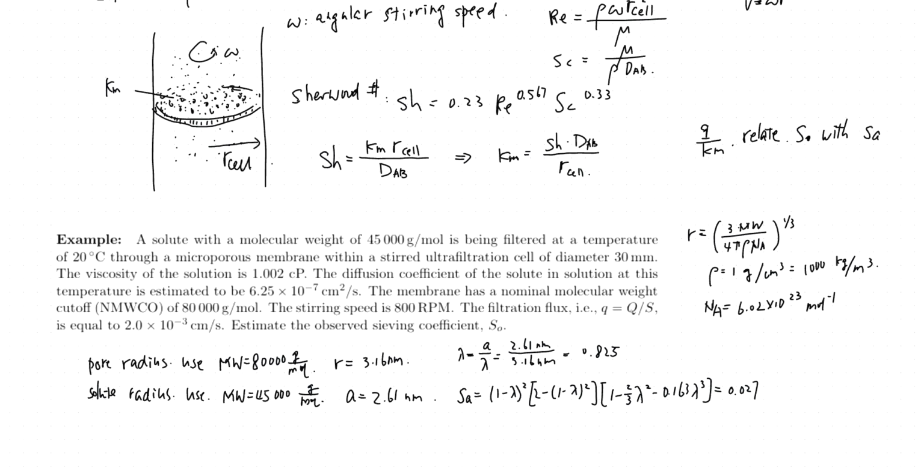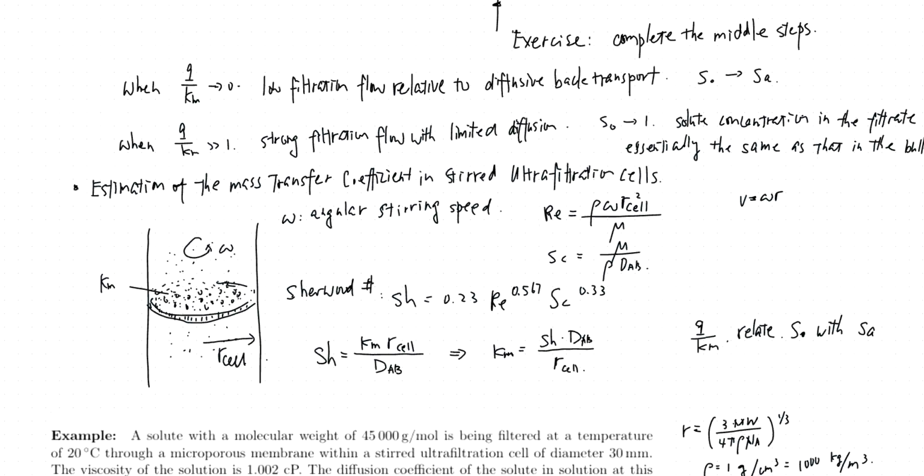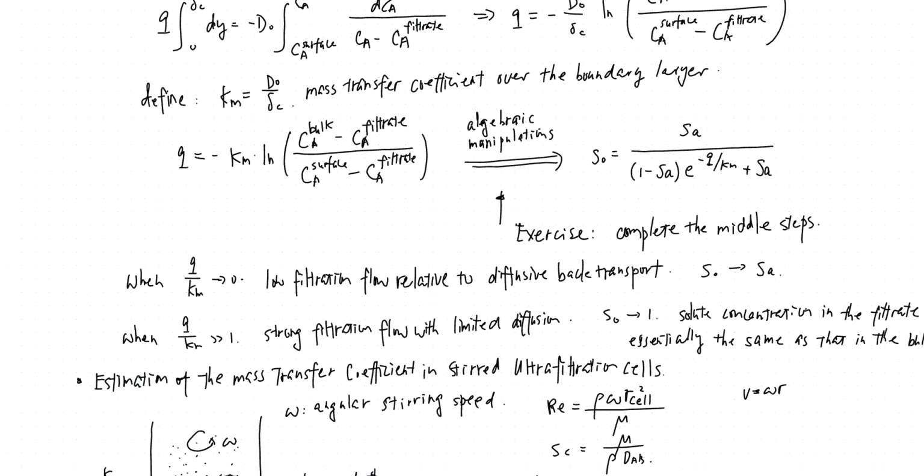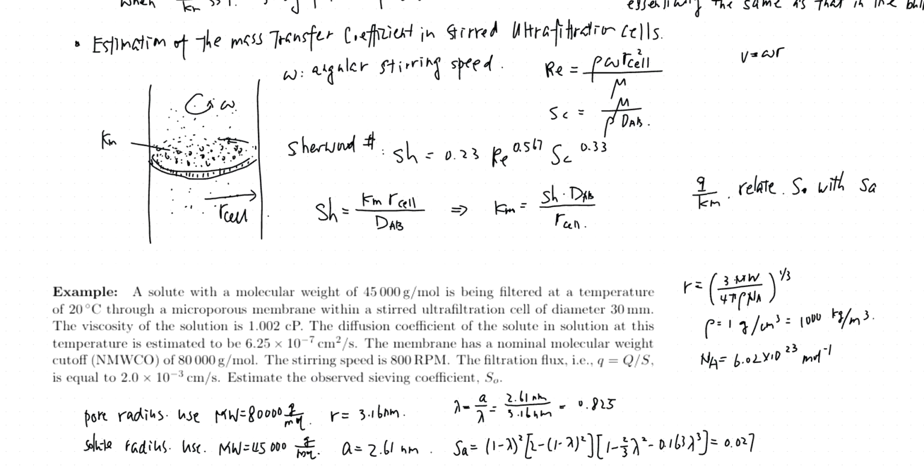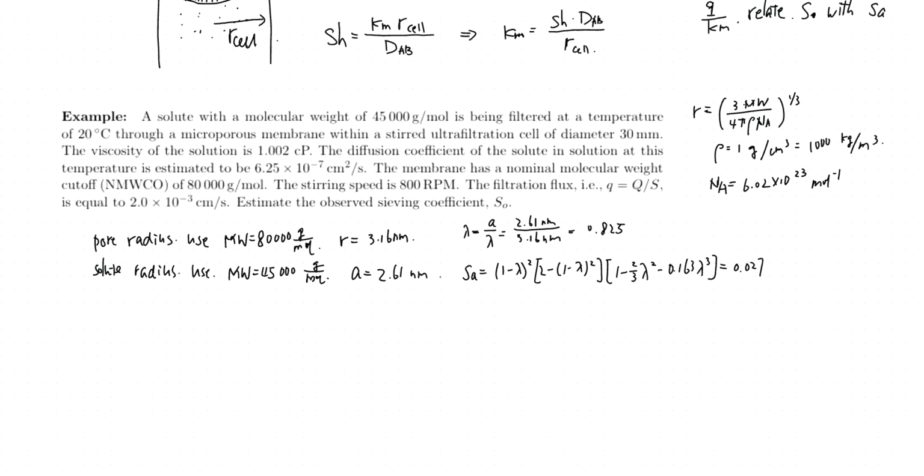Okay. Now, in order to get the observed sieving coefficient, we need to use this equation. In order to use this equation, we need to know Q. We are given Q, but we need to know Km. We don't know Km, but we can figure out the Km by using the Sherwood number. So that's where it comes in. In order to know the Sherwood number, we need to calculate the Reynolds number and the Schmidt number.